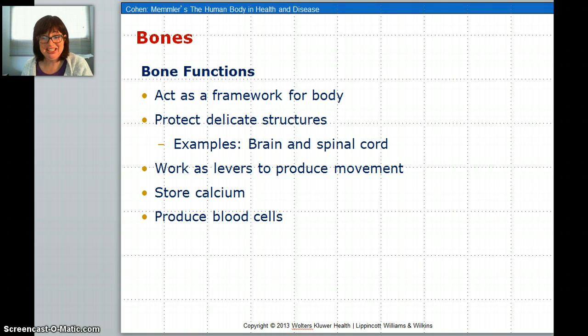It's to protect the delicate structures, such main ones are your ribs and your heart. Your ribs will protect your lungs and your heart. Your brain is protected by your cranium, and your spinal cord is protected by your vertebrae. The bones work as levers to produce movement. Your bones are also excellent storage of calcium, which will come in when you look at aging and osteoporosis, in older women usually. Also the bones are the location for blood cell production, which we'll get into more detail when we do the blood unit.